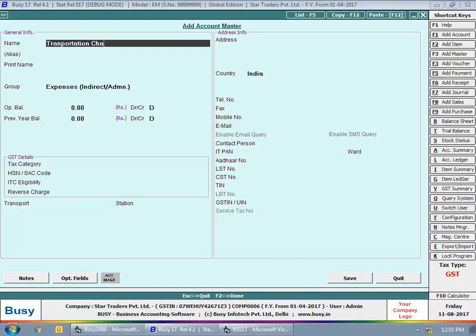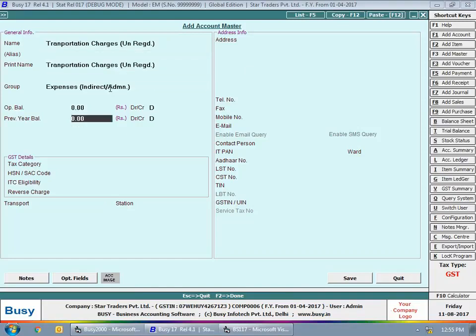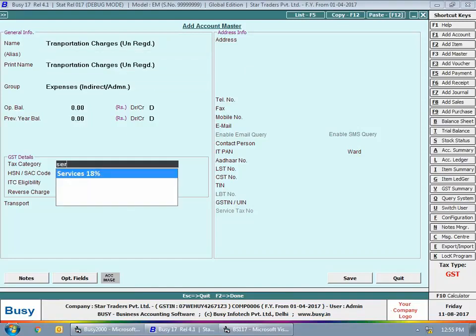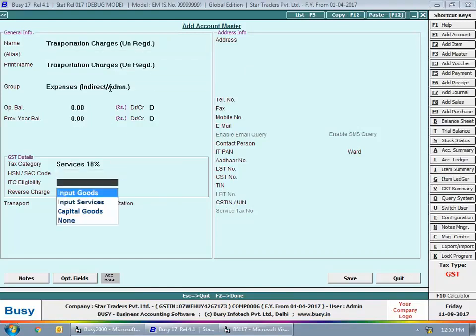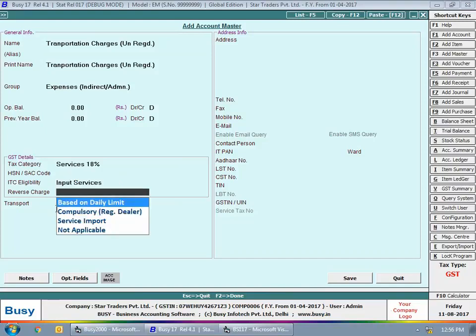Next, we'll create an account for transportation charges unregistered. That is, we are taking services from a transporter who is not registered or who does not have a GSTIN number. In this case, the tax category is services 18%. We can claim ITC, that is, ITC eligibility input services, and reverse charges based on daily limit.